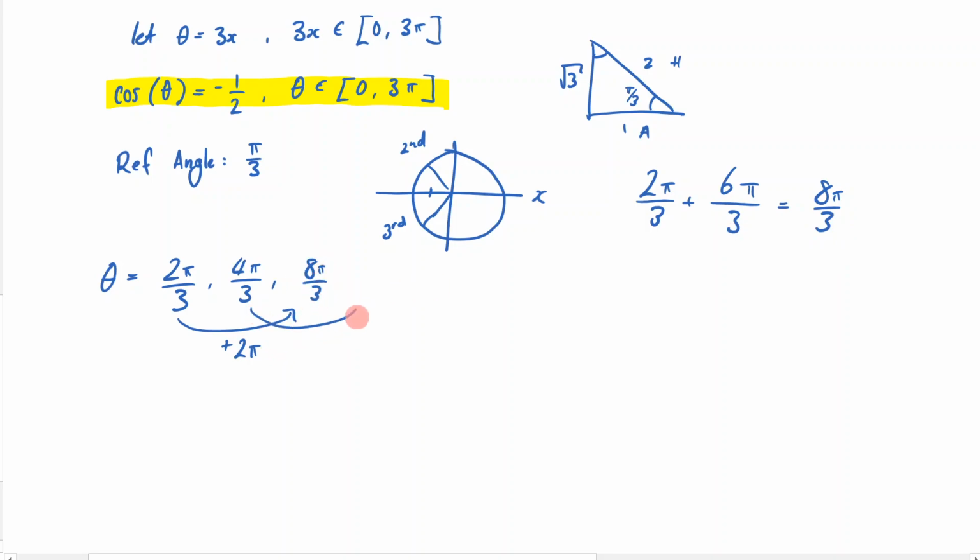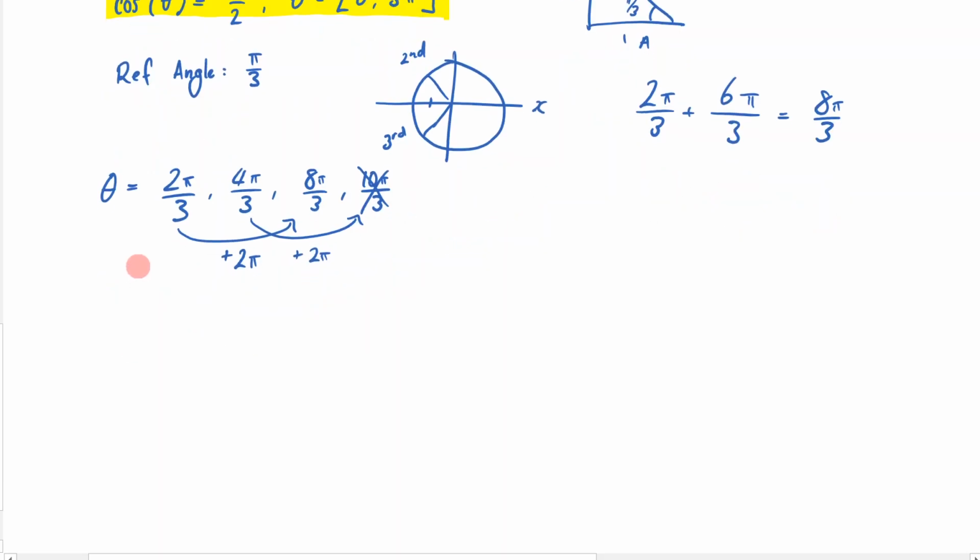Now, if you were to do it again, plus 2 pi here, this is going to be, again, plus 6 pi on 3, which is going to leave me with 10 pi on 3. And hopefully what you'd realize is that 10 pi on 3, well, think 3, 6, 9, it's bigger than 3 pi. So that means we're not going to include that one. We ignore that one. We just care about these first 3 here.